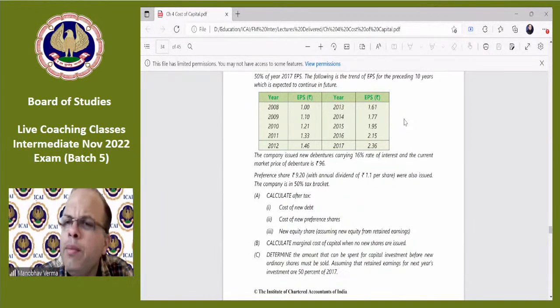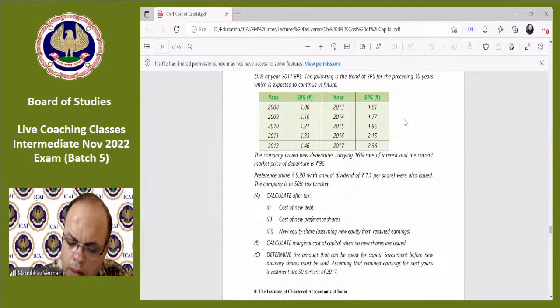Karthik, I just saw your comment a little later when we were talking about the new funding raising. In the case of new funds, because there will be flotation cost, your average cost will change, and that's why the marginal cost comes into the picture. We'll see that in this question itself.